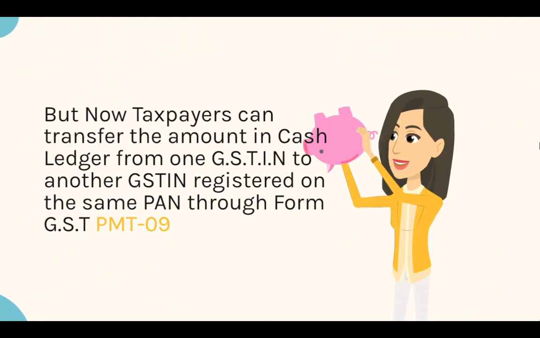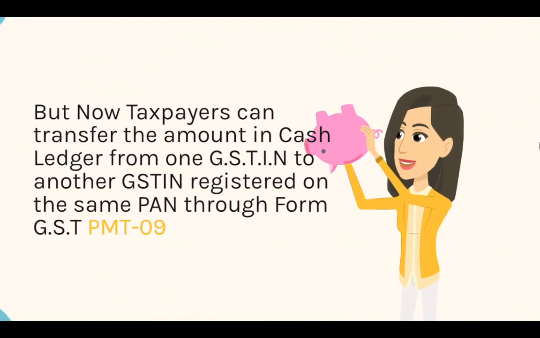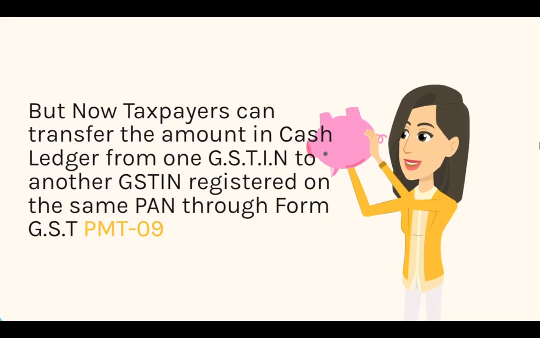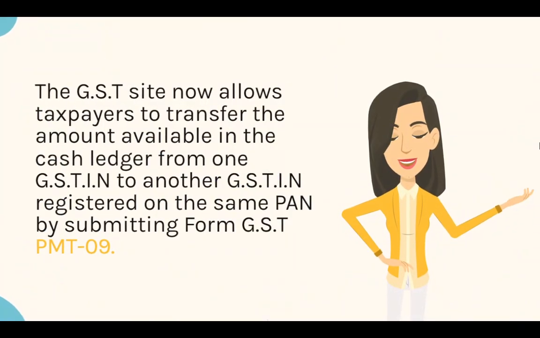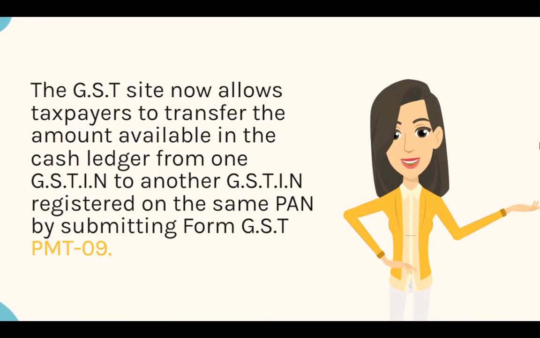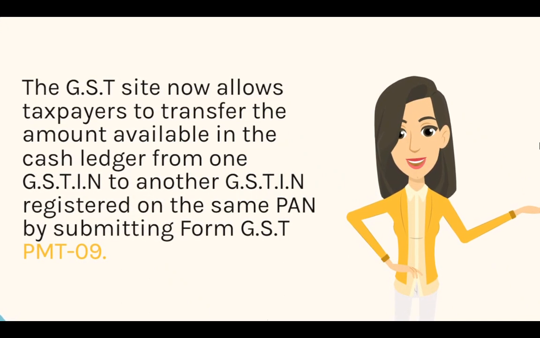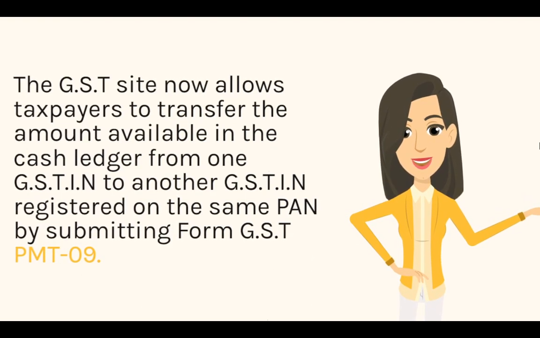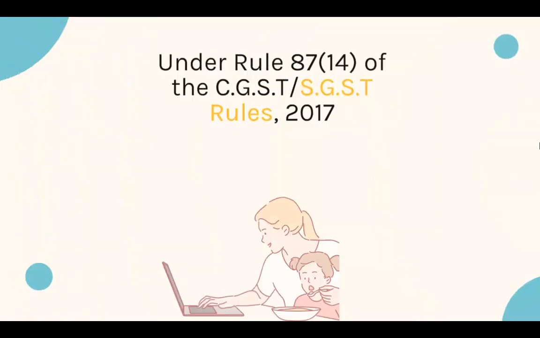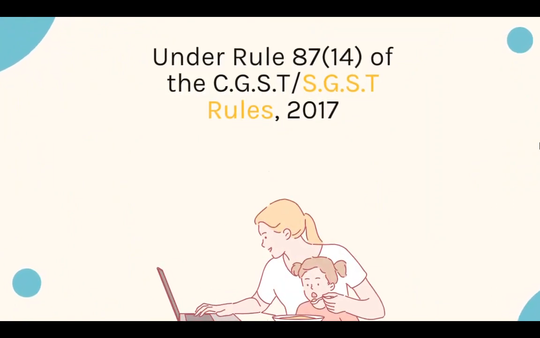But now taxpayers can transfer the amount in the cash ledger from one GSTIN to another GSTIN registered on the same PAN through Form GST PMT-09. The GST site now allows taxpayers to transfer the amount available in the cash ledger from one GSTIN to another GSTIN registered on the same PAN by submitting Form GST PMT-09, under Rule 87(14) of the CGST Rules, 2017.